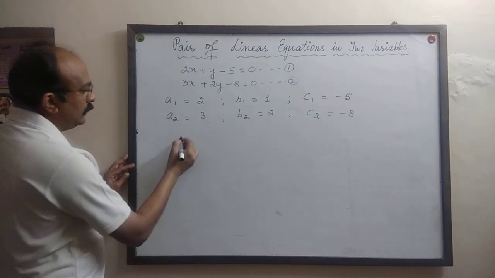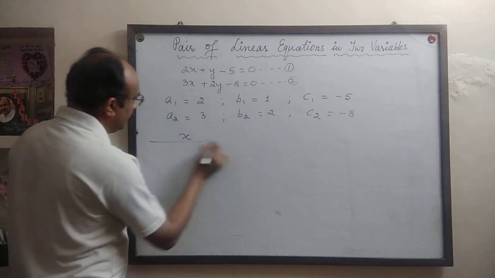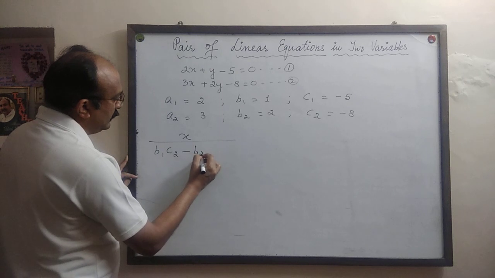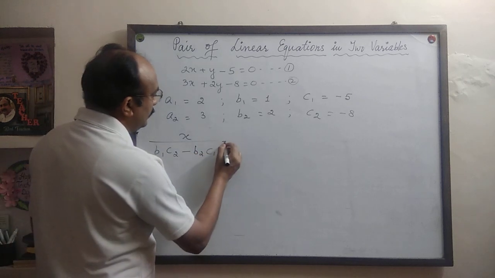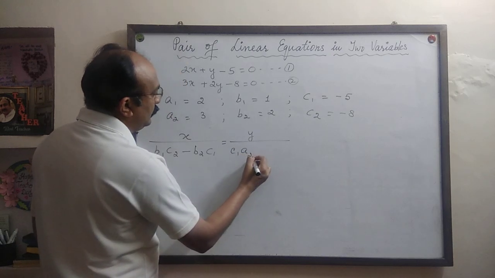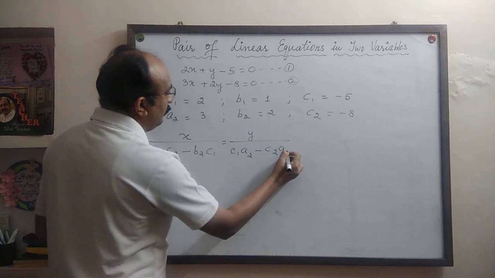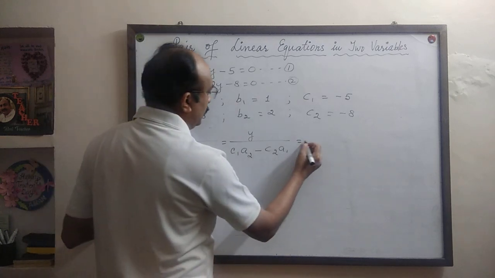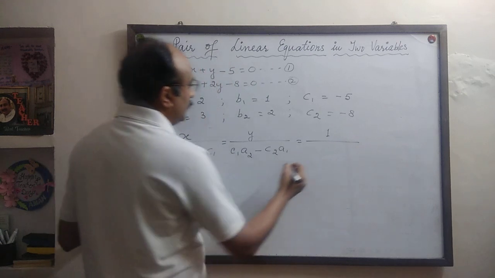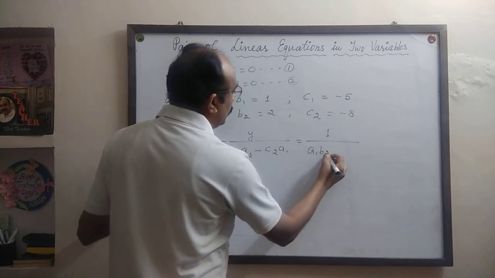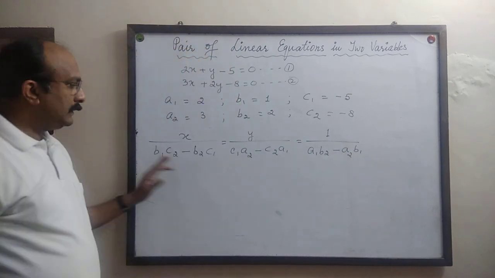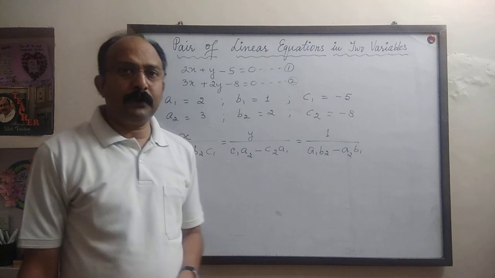Now, I am going to use the formula directly. The formula is x upon B1 C2 minus B2 C1 is equal to y upon C1 A2 minus C2 A1 is equal to 1 upon A1 B2 minus A2 B1. This is the cross multiplication formula.